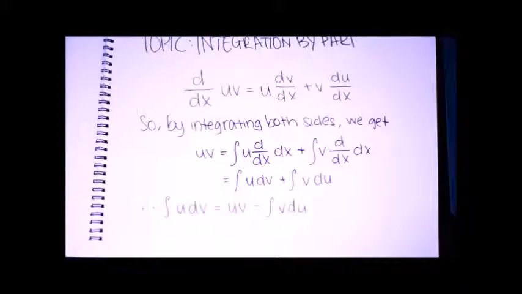The chosen topic will be topic 1, which is integration by parts, where the differentiation of uv equals the differentiation of u plus the differentiation of v. So by integrating both sides, we get uv equals integration of u d/dx dx plus integration of v d/dx dx, which equals integration of u dv plus integration of v du, whereby integration of u dv equals uv minus integration of v du.